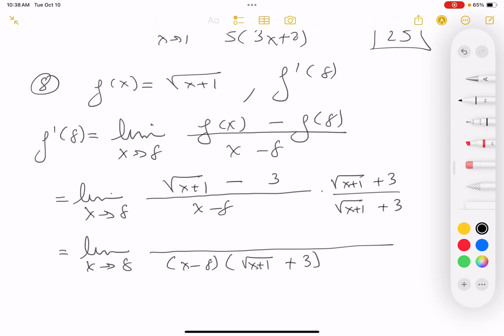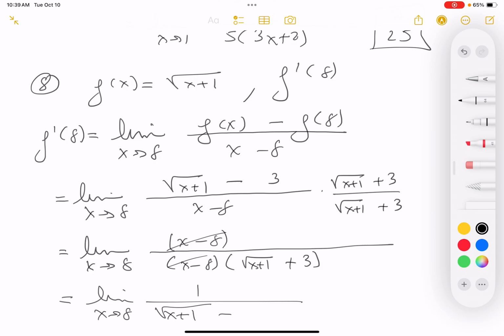Now looking at the top, it doesn't look that bad. It's just simply x plus 1 minus 9, these are conjugates by the way. And I start to realize that x plus 1 minus 9 is just simply going to be x minus 8. Let me put that down instead, in parentheses, as a factor. I know x is getting close to 8 but not equal to 8, so these things cancel off. We're left with the limit as x goes to 8 of 1 over the root of x plus 1 plus 3. I can use limit laws now. You get 1 on top, and on the bottom you're going to get 3 plus 3, which is 6, so 1/6. That's problem number 8.